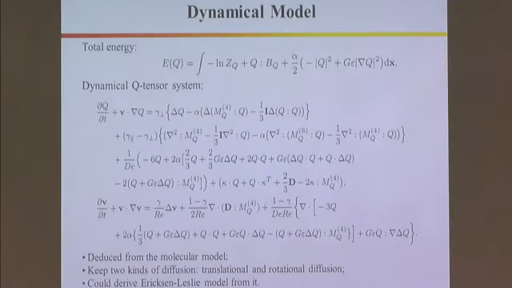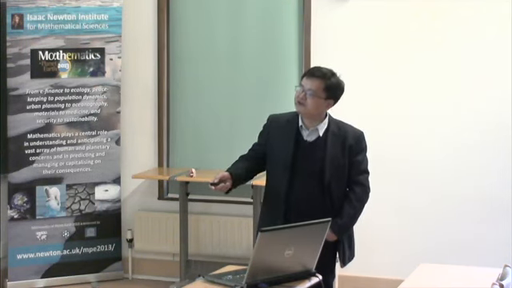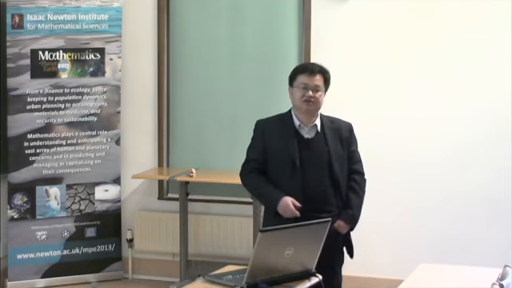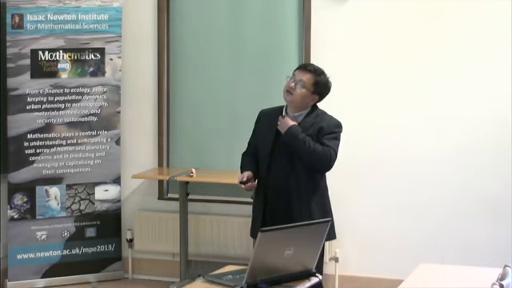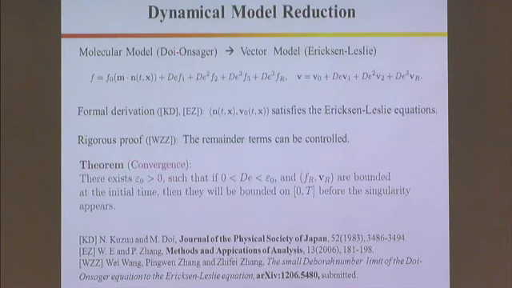So actually, this is all the Doi model. The total energy, you can read it in this way, and you can get the dynamics of the tensor model. This tensor model is deduced from the molecular model, and you can keep two kinds of diffusion: translational diffusion and rotational diffusion. From this model we derive the Ericksen-Leslie model. Actually, we can also get it from the Doi-Anderson model.